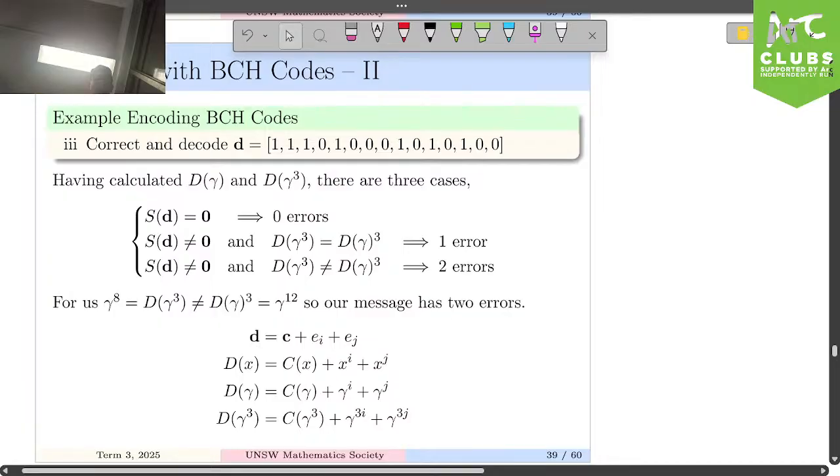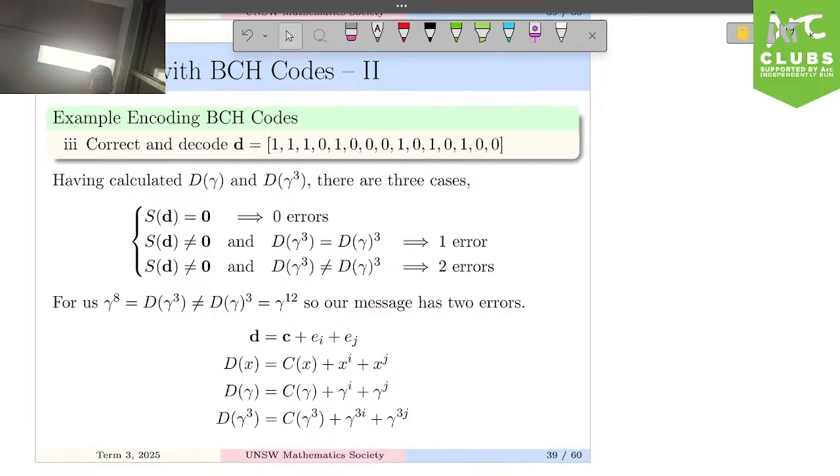So I've introduced my d polynomial is equal to a true code word plus some error in the ith position and some error in the jth position. If I turn these into polynomials, then I'm going to have an x to the i and an x to the j. Right?